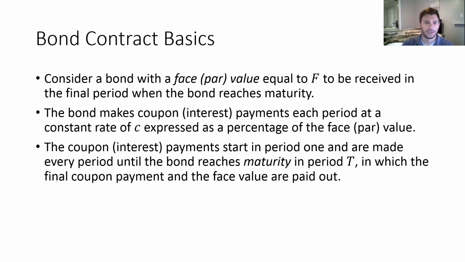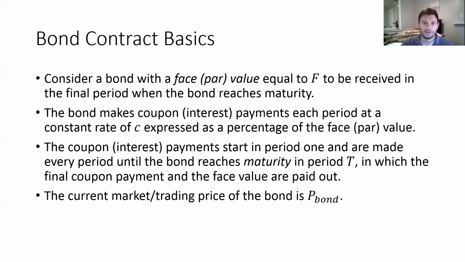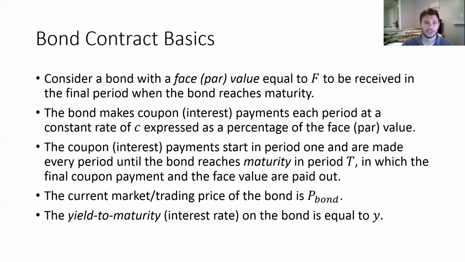Okay, and the coupon payments are going to start in period one, and we're going to assume they're made every period until the bond reaches maturity, which will happen in period T. In period T, we'll receive our last coupon, our last interest payment, and we will also receive that big spike of face value payment. Okay, second to last parameter we're going to talk about here is the current trading price, the current value of the bond, which we'll denote here with P subscript bond. And the relevant interest rate on the bond, known as the yield to maturity, is equal to Y.